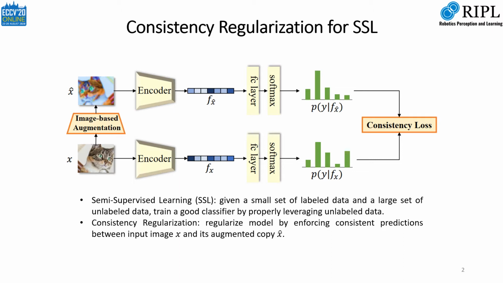Consistency regularization is one of the most successful methods in semi-supervised learning. Given an input unlabeled image X, we first generate its augmented copy, X hat, by some label-preserving data augmentation. And then this method regularizes the model by enforcing consistent prediction between the input image X and its augmented copy X hat. By doing so, the model is regularized to learn a representation that is invariant to this kind of transformations. And in this process, data augmentation plays a crucial role to generate the augmented copy X hat for consistency regularization.